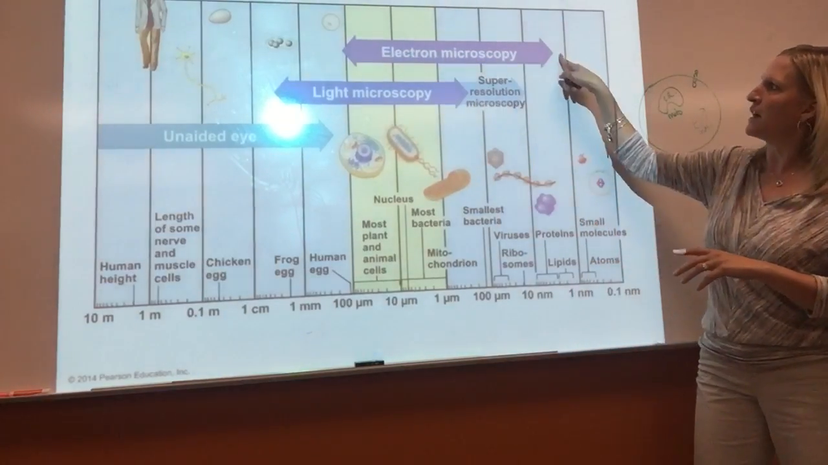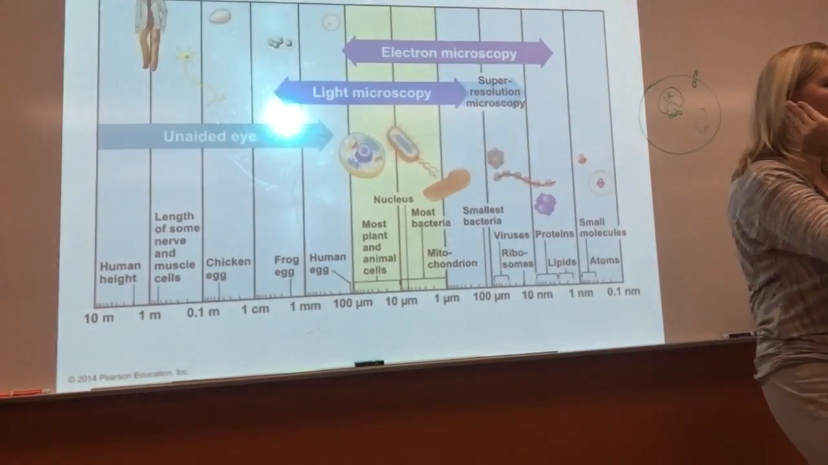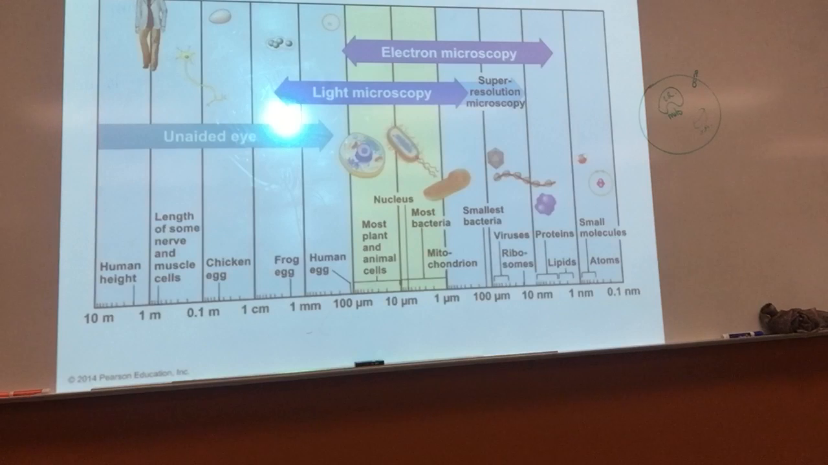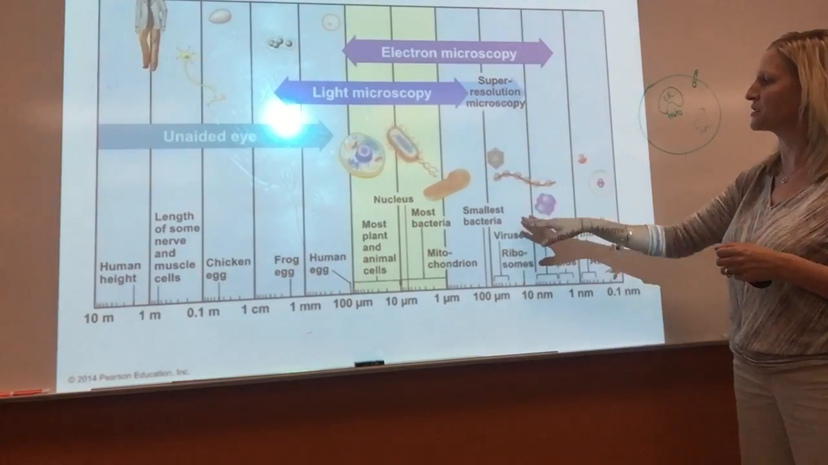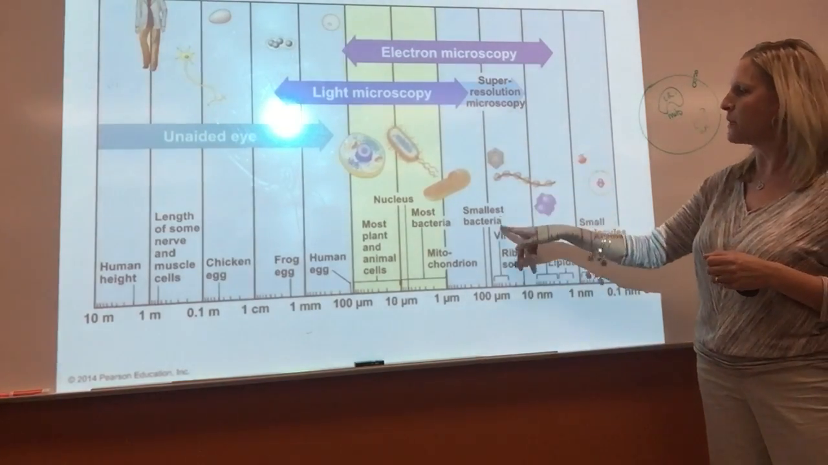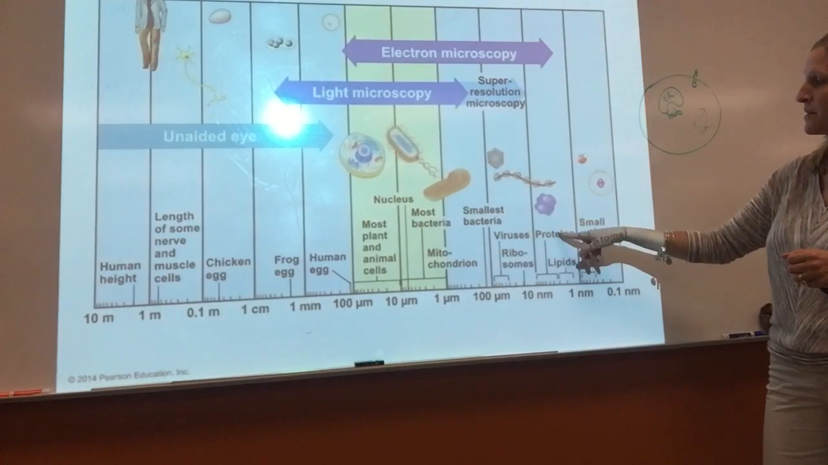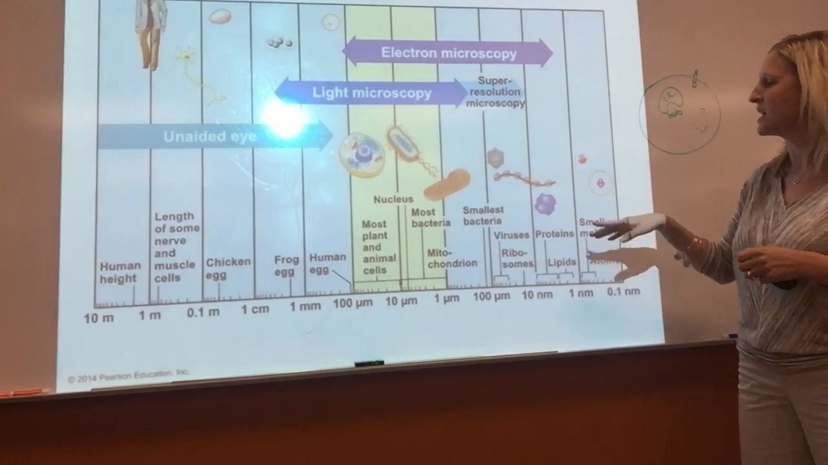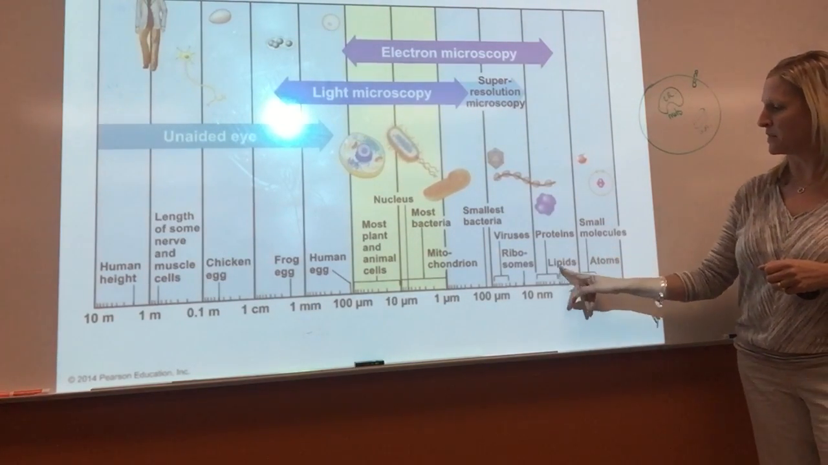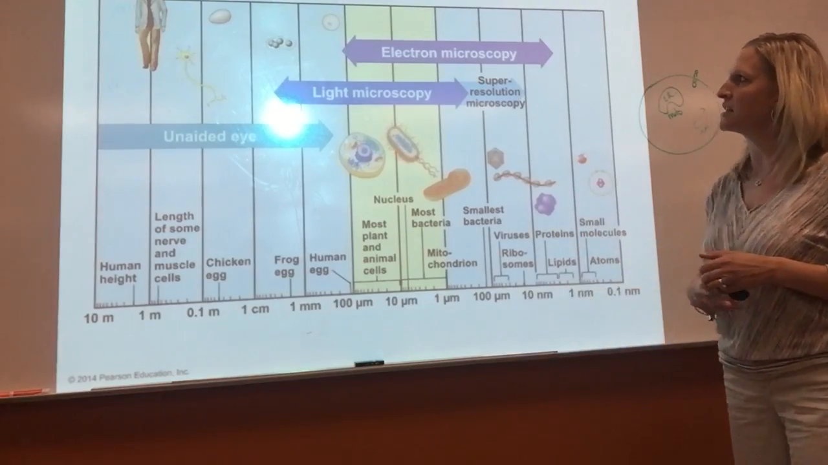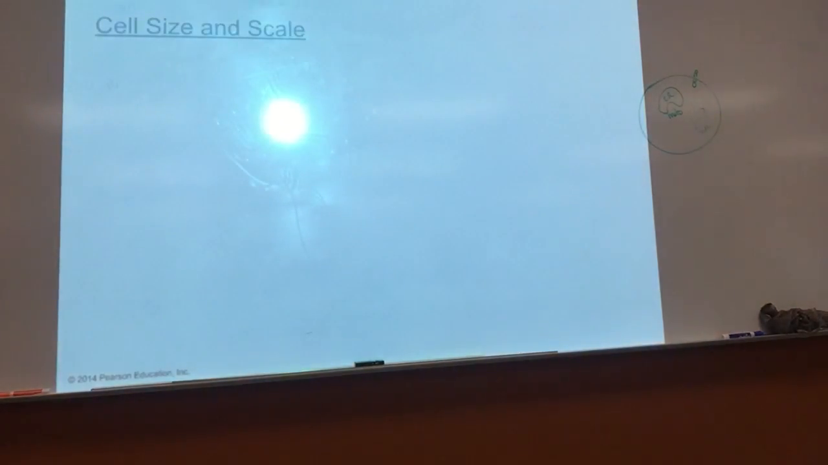And then there's an electron microscope. Electron microscopes beam electrons at the specimen. We do not have an electron microscope here, but obviously you can see some smaller things. So we can see smaller bacteria. We can start to see some of the macromolecules, proteins, and lipids, and so on. So we're able to see smaller things with the electron microscope.